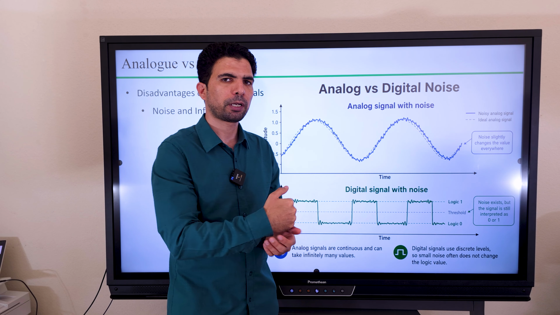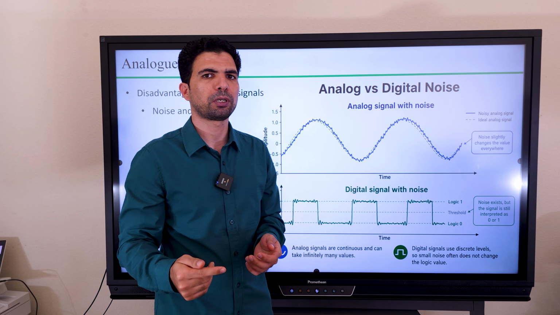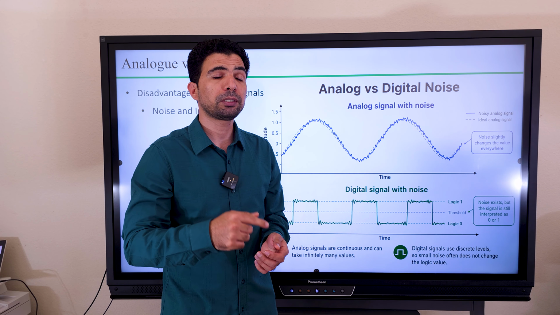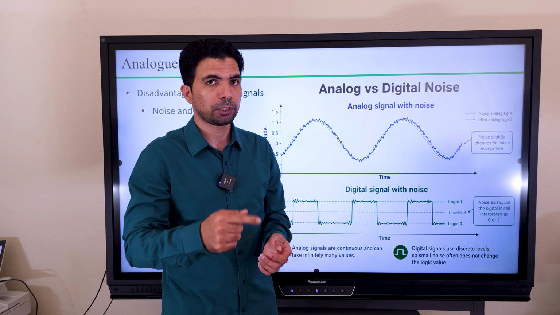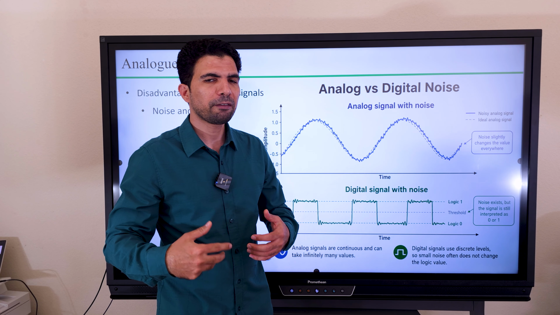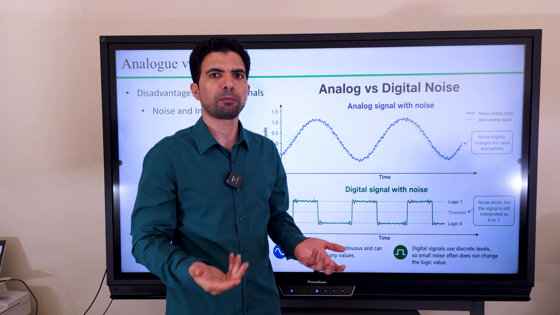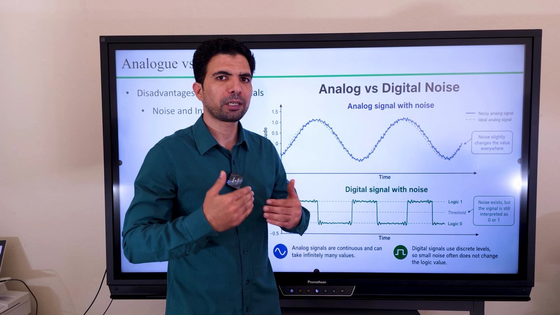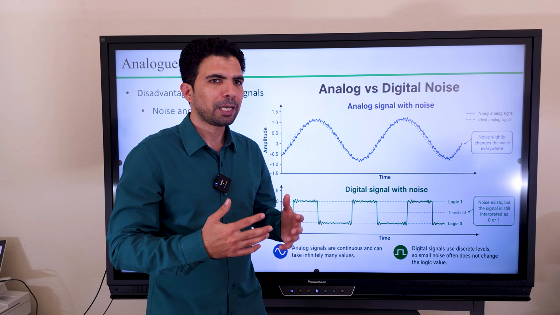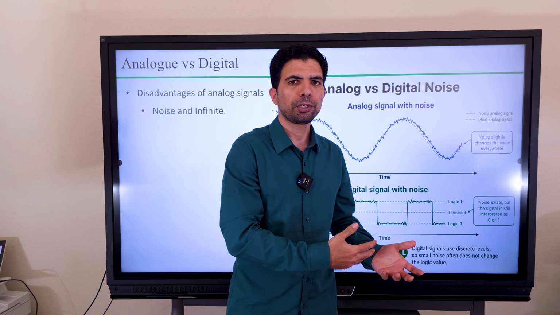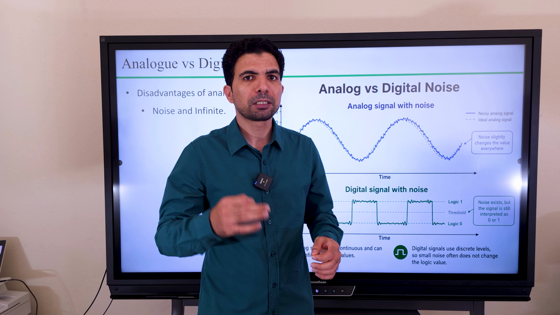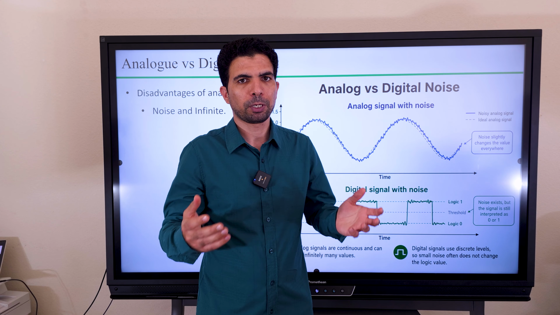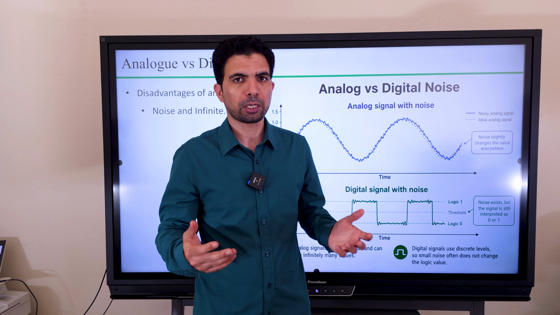What is the next value? The next value is 3.1, and the next is 3.001, 3.0001. So we have infinite values. What is the problem with that? The problem is, can we store an infinite number of values in a limited memory, or in infinite memory? The answer to this question is no, we cannot do this.